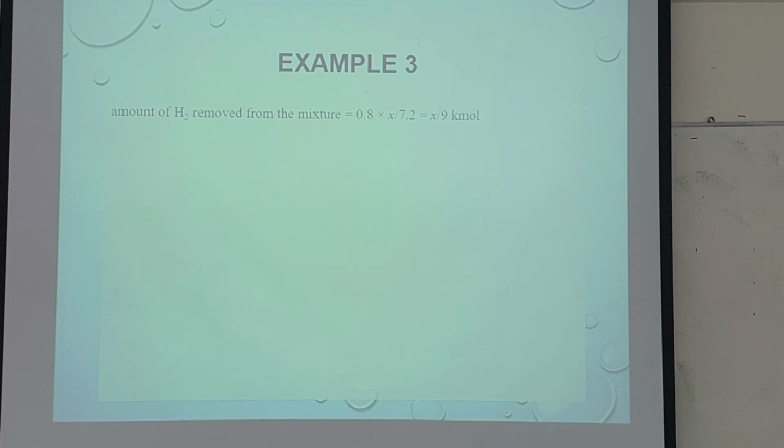Okay, so now we look at the amount of H2 that we have removed from the mixture. How do we determine this? When we remove the mixture, we assume that we are removing the whole thing as a whole, so it is assumed that it's well mixed. So it is still 80% H2, 20% CO when you remove them. So we remove X over 7.2 amount. If we multiply this by 0.8, that will be the amount of H2 that we remove from the mixture.